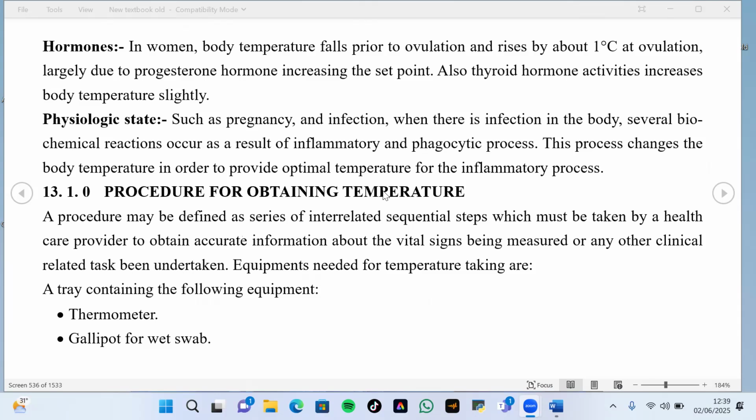Procedure for obtaining temperature. And one would ask, what are procedures? Procedures are a series of interrelated sequential steps which must be taken by a healthcare provider to obtain accurate information about the vital signs being measured. So that's what procedures are. There are a series of interrelated sequential steps. You have to create a rapport, welcome the woman, sit her down, wash your hands, gather your equipment, clean it, insert it. These are all what procedures are, and we will not dwell much on that because we are expected to have been taught in the practicals.